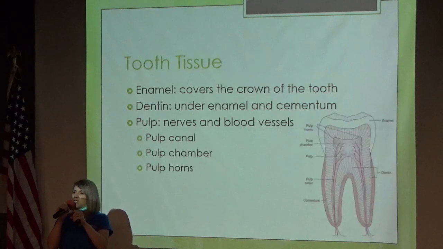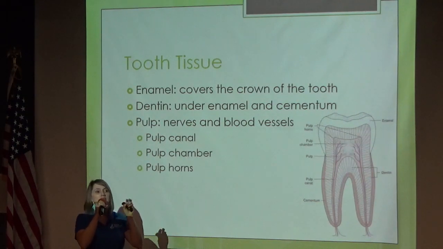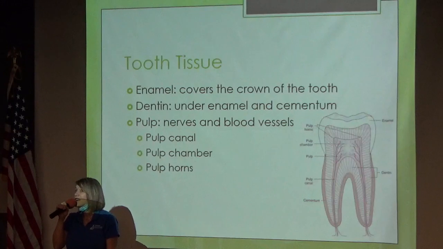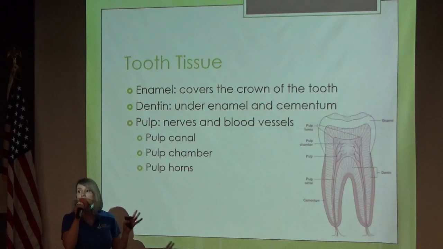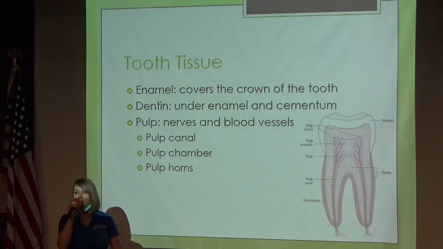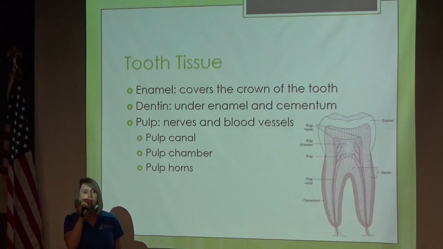So if you look at the two of those, once the bacteria from the decay makes it through the enamel and now into the dentin, guess what? It moves a lot faster. We call it kind of like wildfire. It moves very, very quickly. Guess where it's headed? What's the next tissue that we're going to look at? The pulp. Now, what is the pulp of the tooth? Nerve and blood supply.